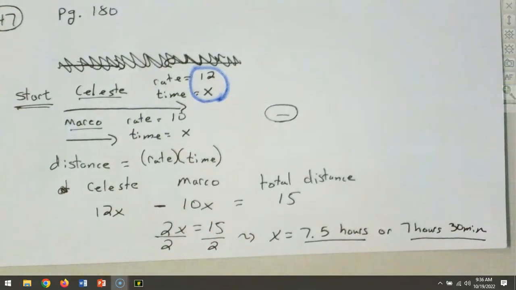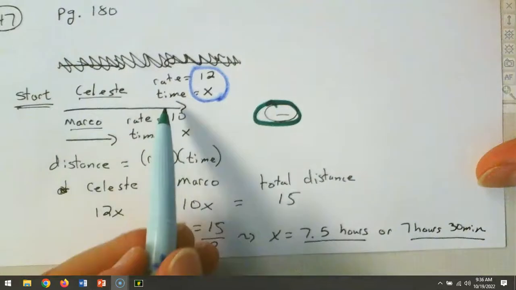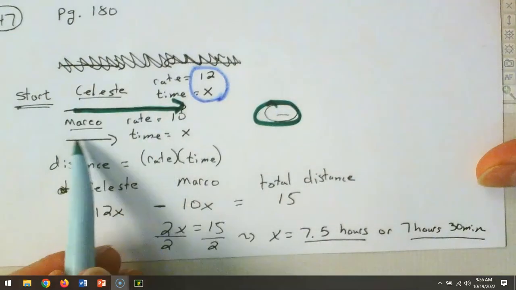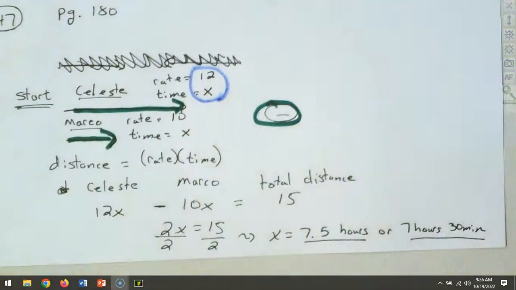Now, why are we subtracting? Here's the important part. Why are we subtracting? Because they are what? Overlapping. If they overlap, they subtract. Question 49 is the opposite.